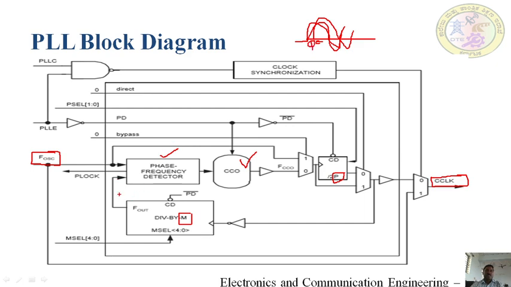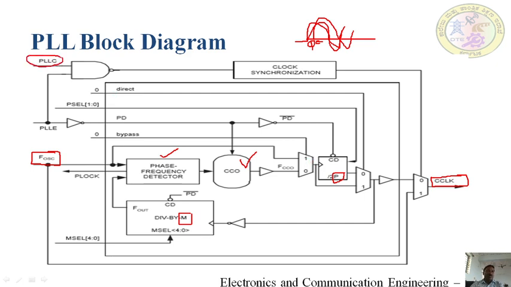So if there is a phase difference between the loop signal, that is the feedback signal, and the oscillator signal, then the error signal will be generated. Based upon that error signal, the CCO will change the frequency of this CCLK in order to maintain the constant or stable signal frequency.